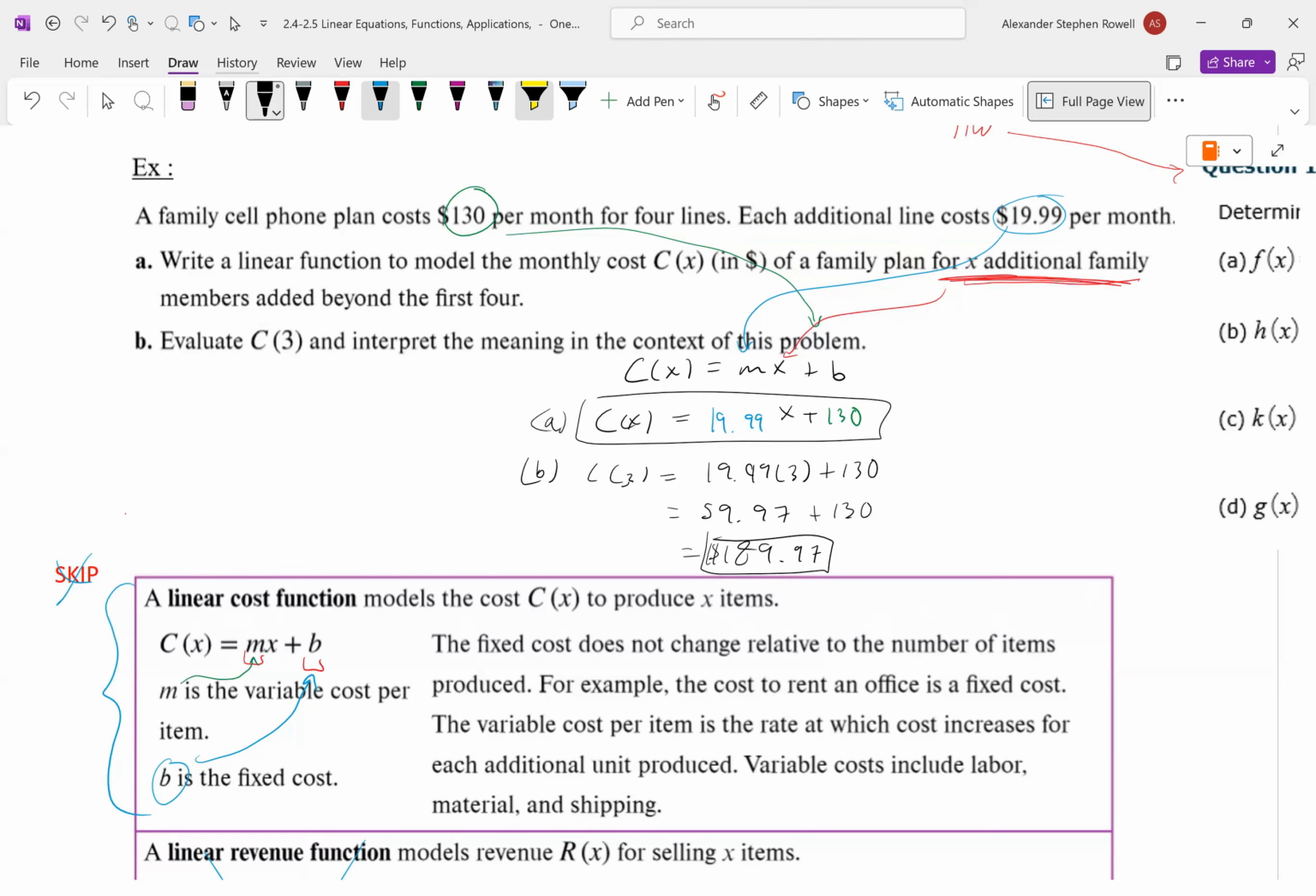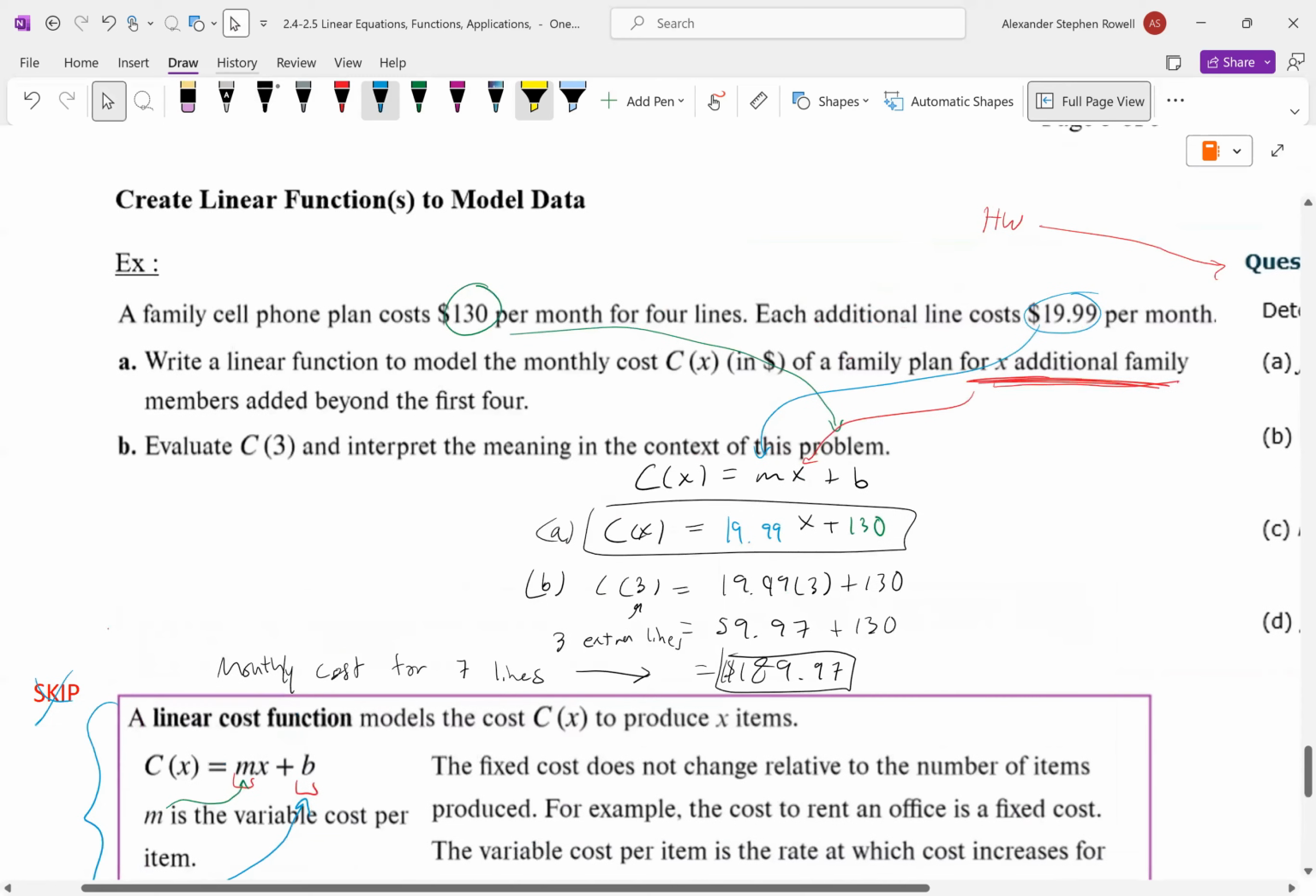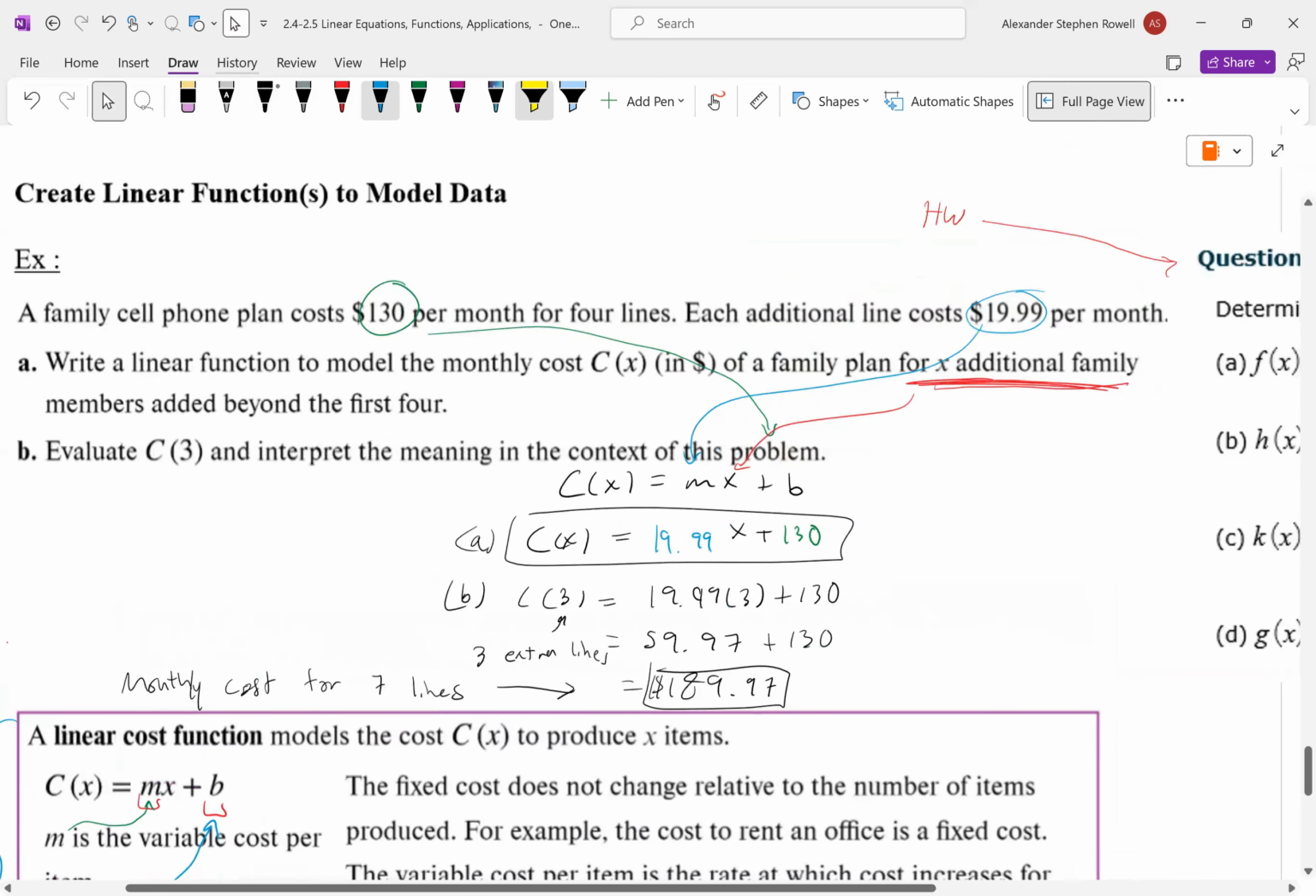So this will be the monthly cost if you have 7 family members. So this is 3 extra lines. So monthly cost for 7 lines would be $189.97. That sound fair? Expensive, cheap? I don't know.